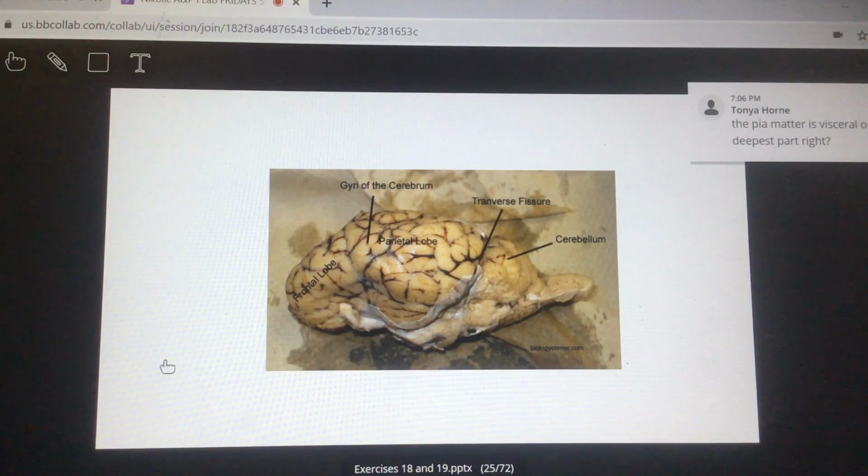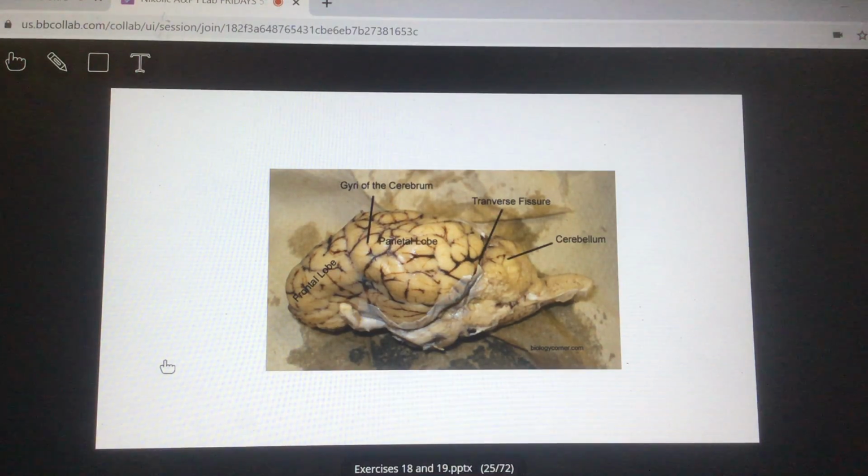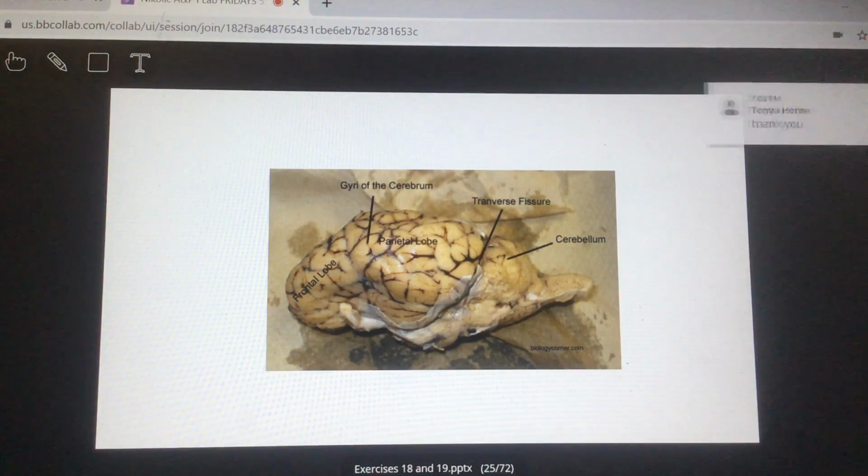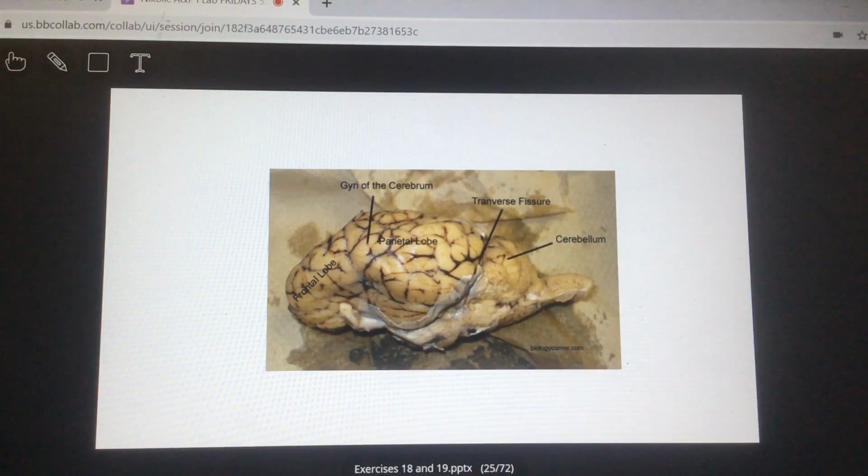The pia mater is visceral, the deepest part. It's right on top of the brain. All right, awesome. So if you're looking for the lobes, which we have temporal lobe, occipital lobe, you want to make sure that your frontal and parietal, it's going to be where we're looking, usually at the top of the lobe. We also want to know the gyri and the sulcus.